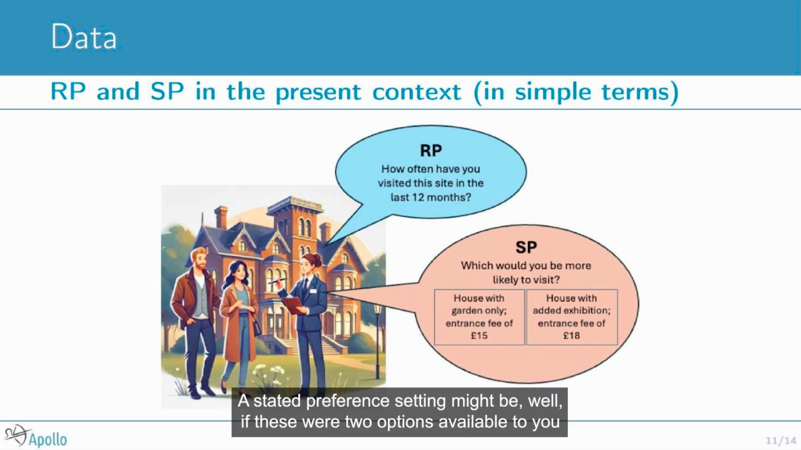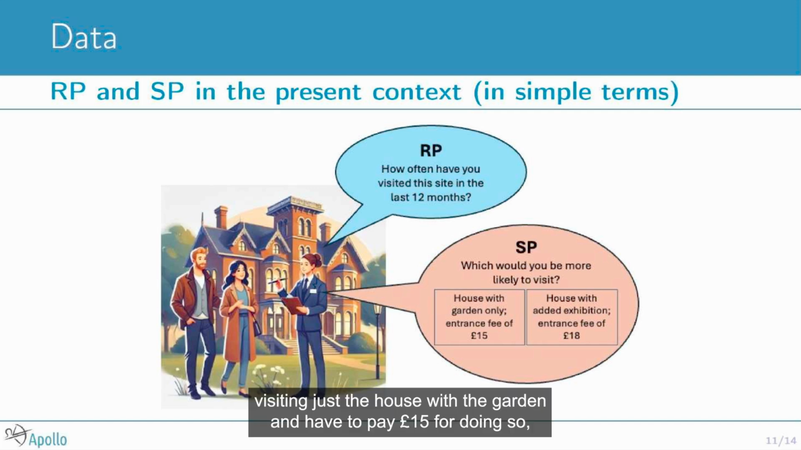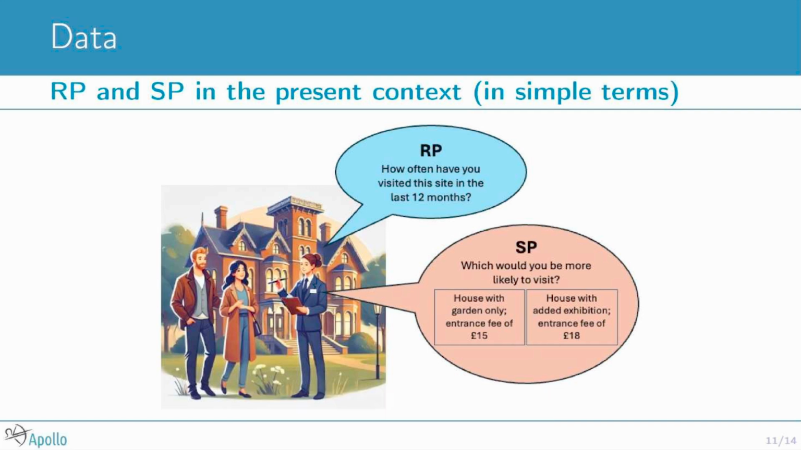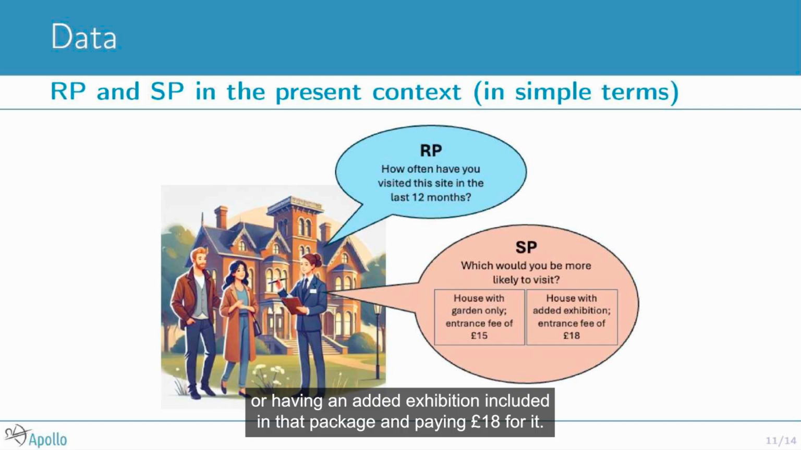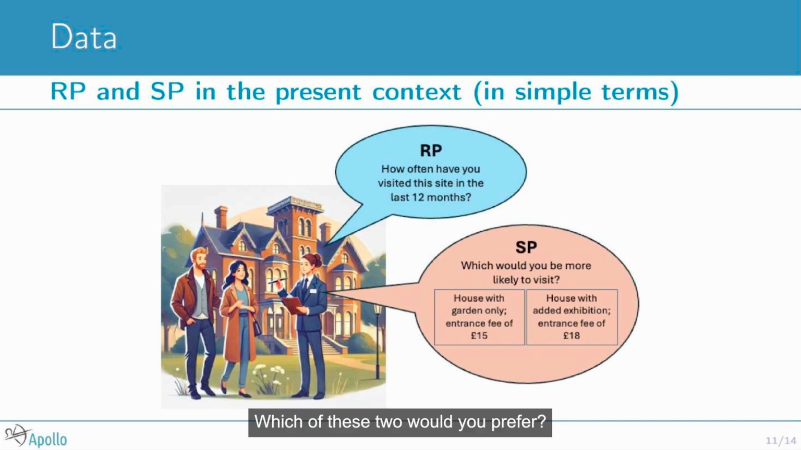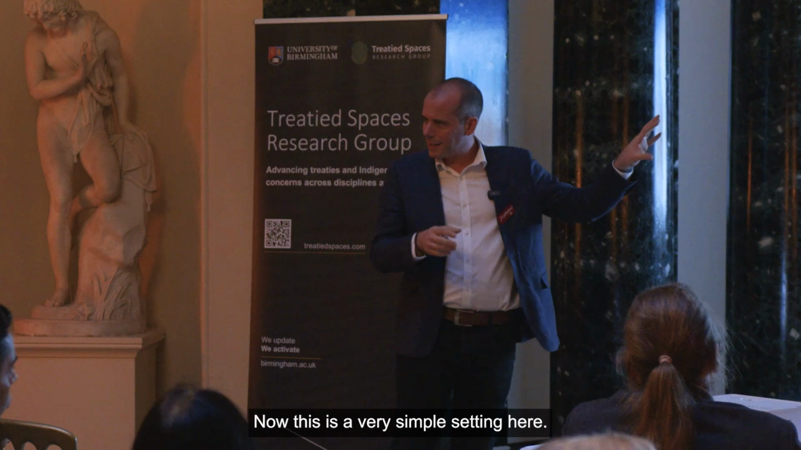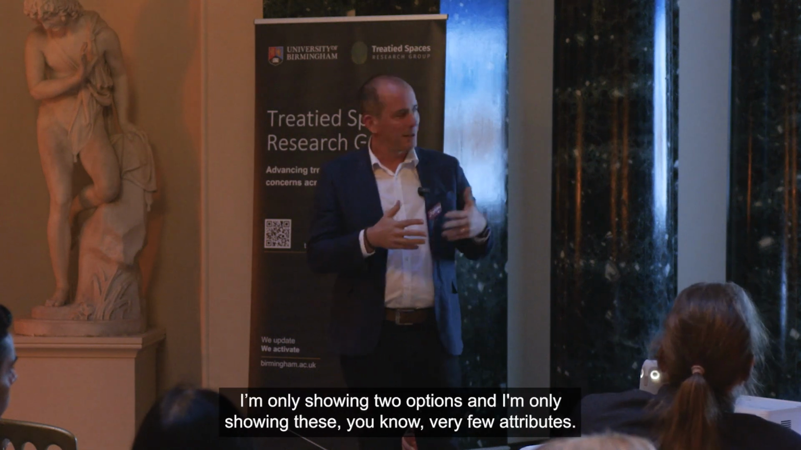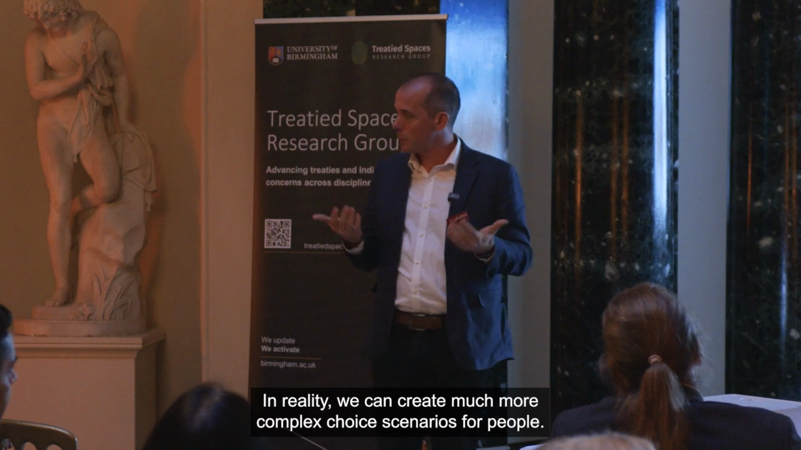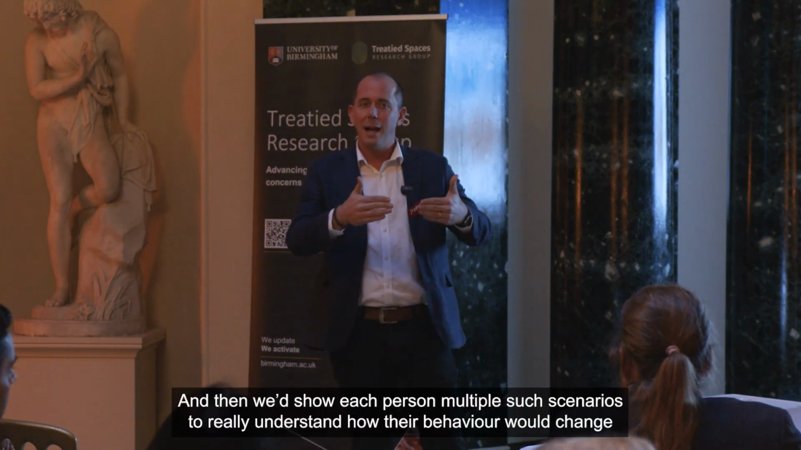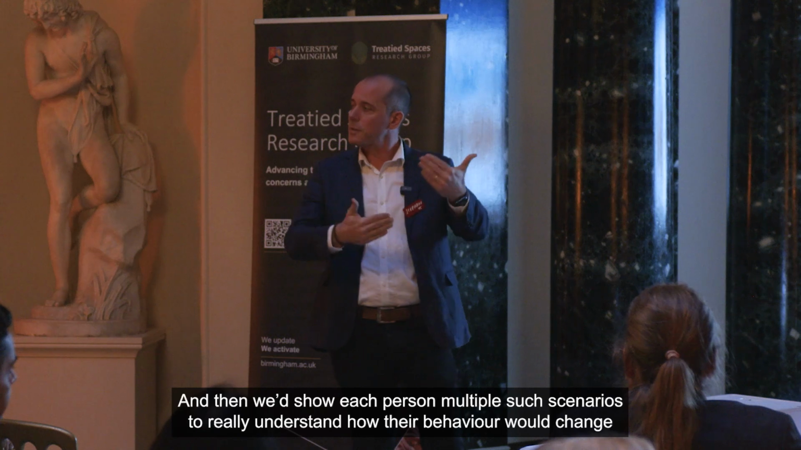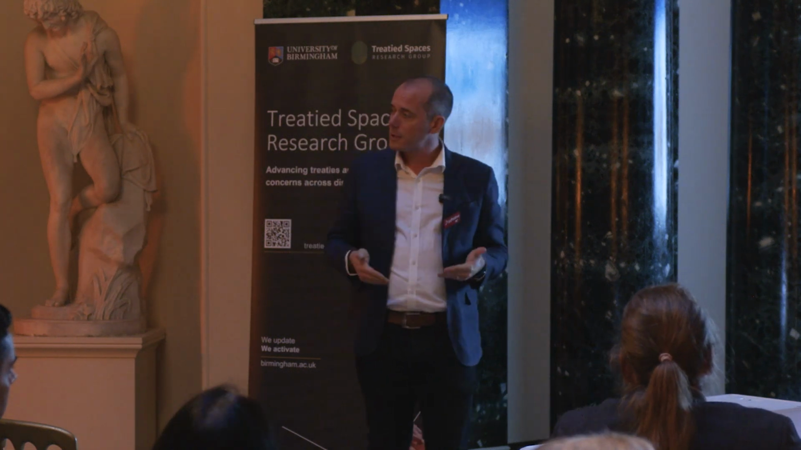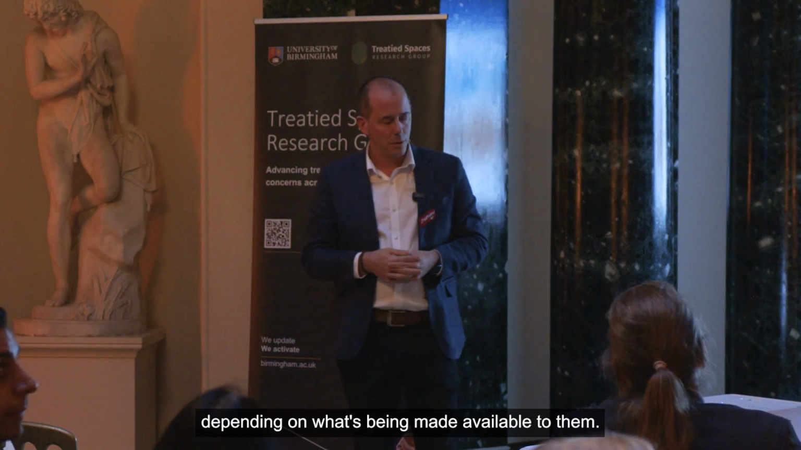A stated preference setting might be: if these were two options available to you, visiting just a house with the garden and having to pay £15 for doing so, or having an added exhibition included in that package and paying £18 for it, which of these two would you prefer? Now, this is a very simple setting. I'm only showing two options and very few attributes. In reality, we can create much more complex choice scenarios for people. And then we show each person multiple such scenarios to really understand how their behavior would change depending on what's being made available to them.